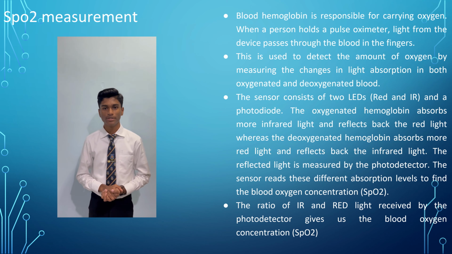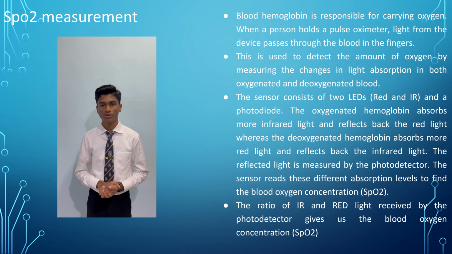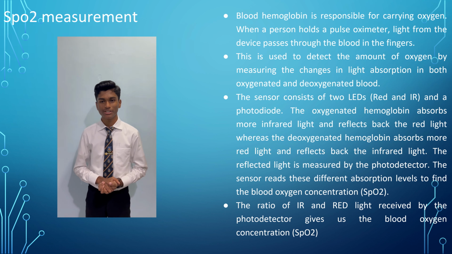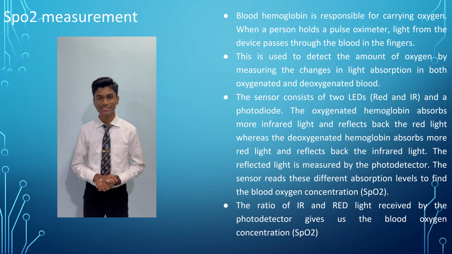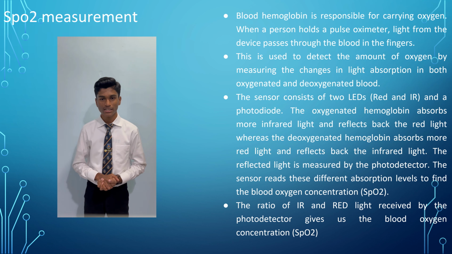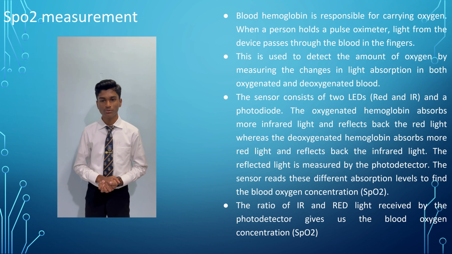SpO2 measurement. Blood hemoglobin is responsible for carrying oxygen. When a person holds a pulse oximeter, light from the device passes through the blood in the finger. This is used to detect the amount of oxygen by measuring the changes in light absorption in both oxygenated and deoxygenated blood. The sensor consists of two LEDs, red and IR, and a photodiode.